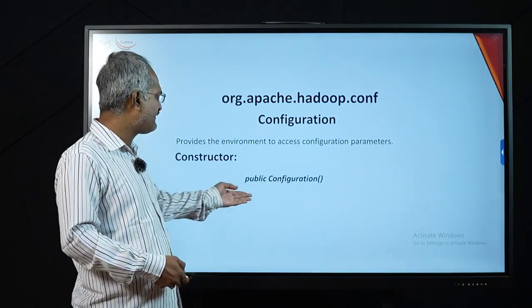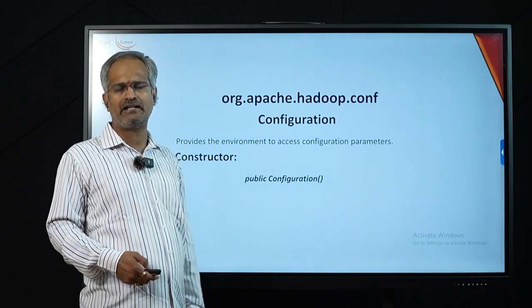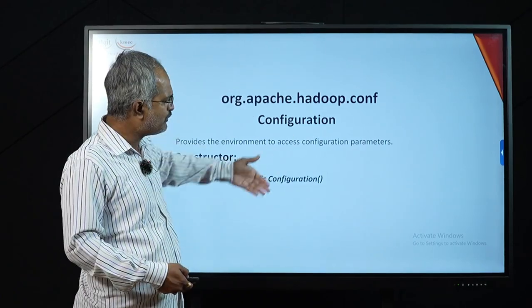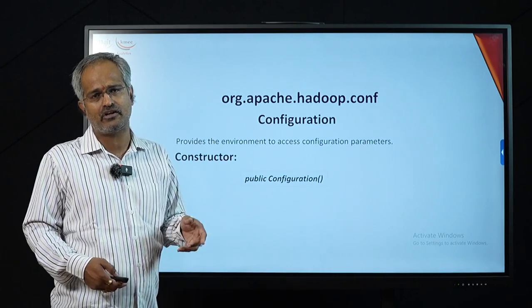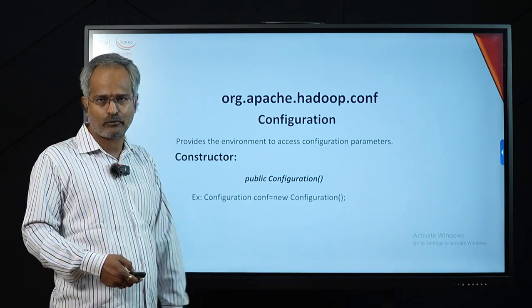So the constructor is simply, we can create the empty configuration also. It will take the default configuration. Anyway, we are connecting to the file system interface, so that will be taken by default. If you have specific configurations, different configurations in your machine, you can set this configuration by providing the resources.